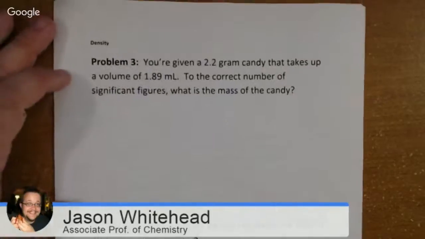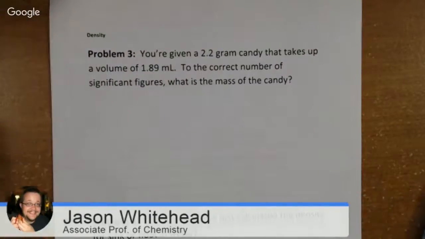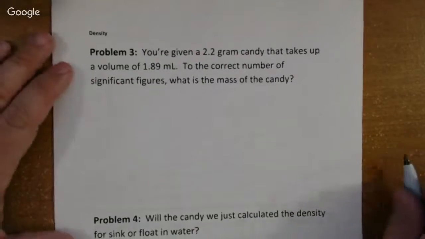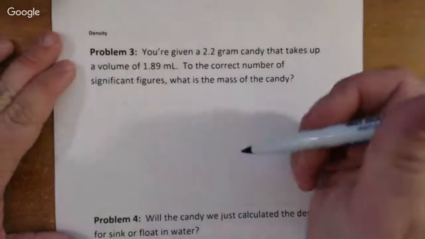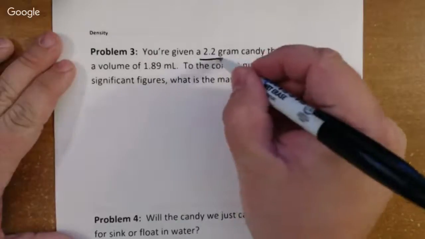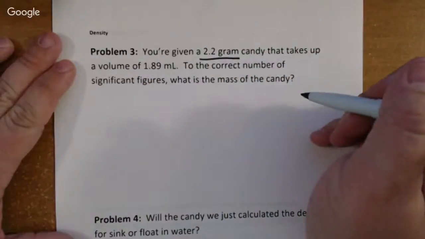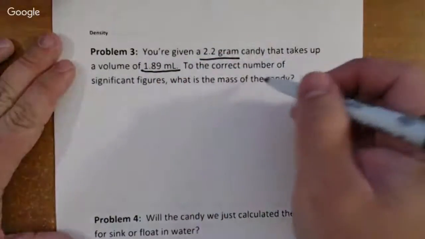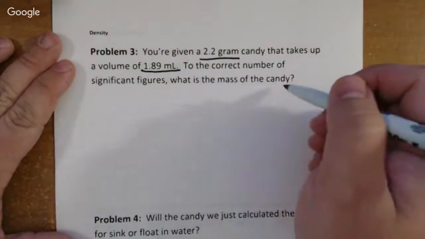So first off, let me get rid of this goofy image at the bottom so we have a little more space to work with. There we go. Okay. And again, feel free to ask questions based on the problems that we're going over if you need any clarification on anything. Okay, we're given 2.2 gram candy. So I'm going to underline some of the key information. That takes up a volume of 1.89 mLs. To the correct number of significant figures, what is the density of the candy?